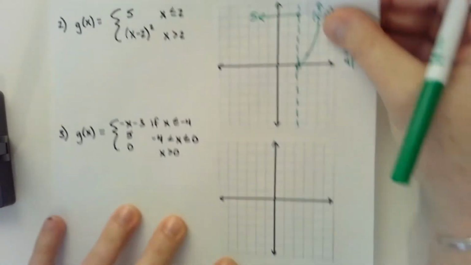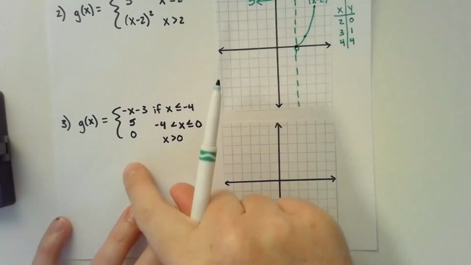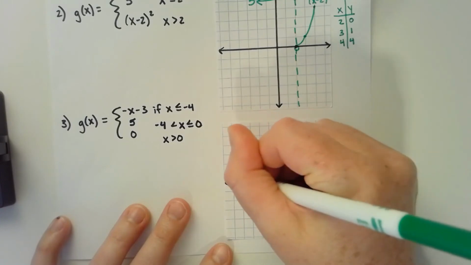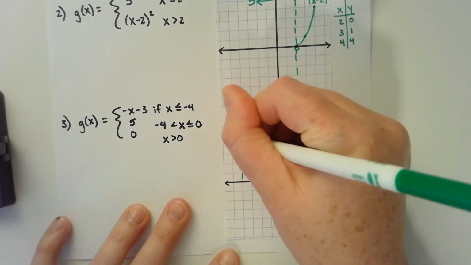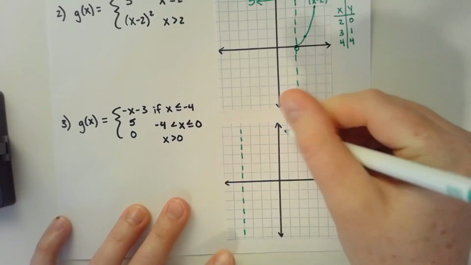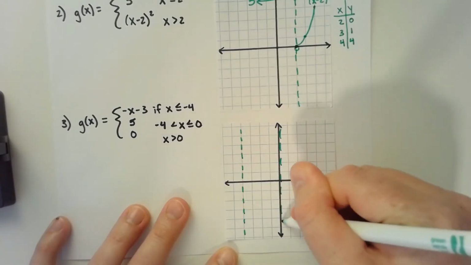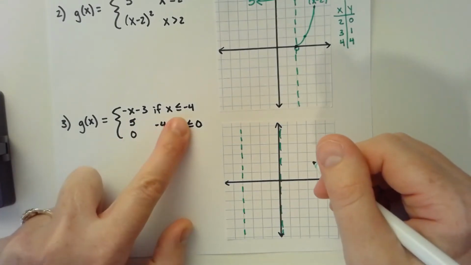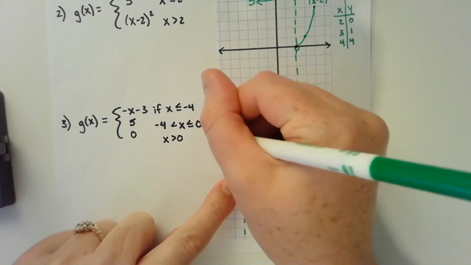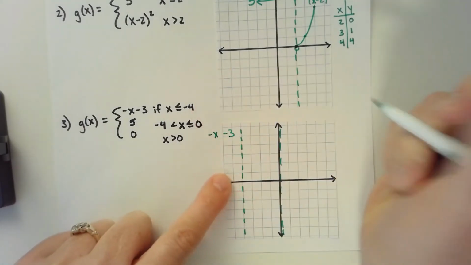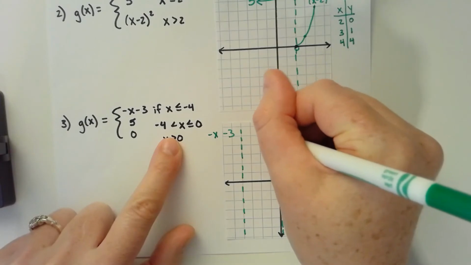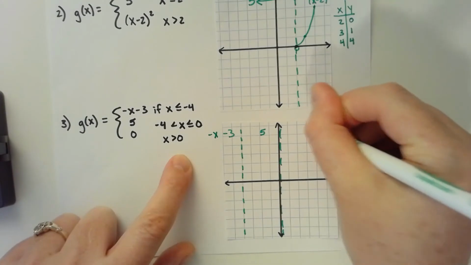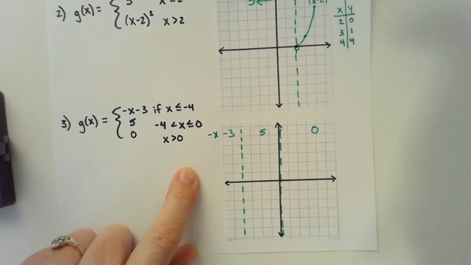Now let's just do one more graph. This one has 3 pieces, and then we can tell we have a fence at negative 4 and at 0. So 1, 2, 3, 4. So we have negative 4, and then 0 is the fence. All right, and so then we put negative x minus 3 for values less than or equal to negative 4. So that's over here on the far left. 5 would be in the middle because that's for values between negative 4 and 0. And then 0 would be for values that are greater than 0. So that's over here on the right.